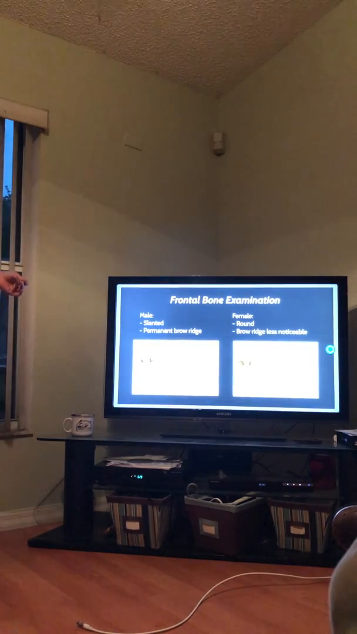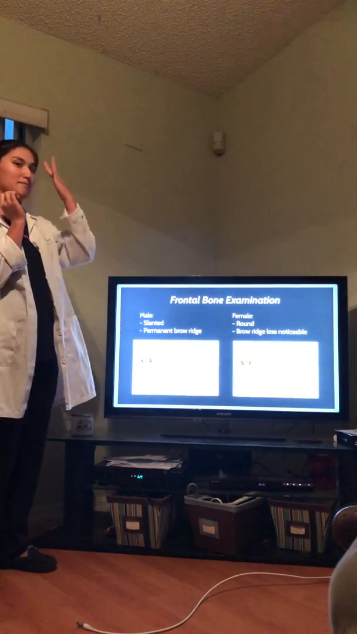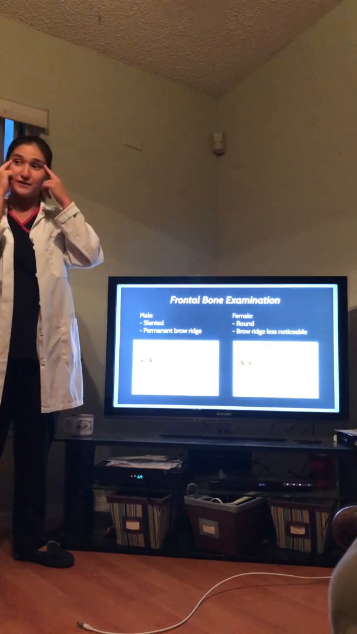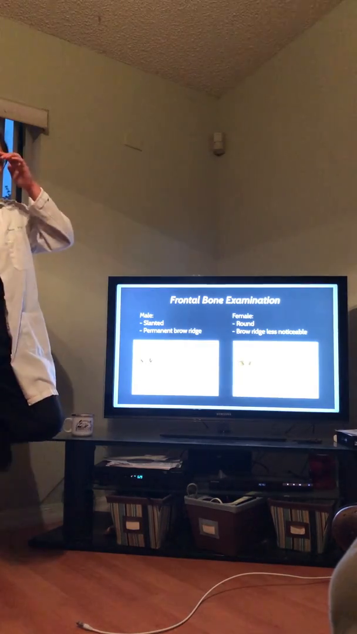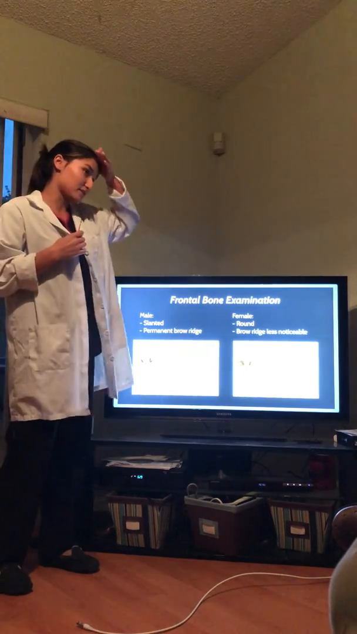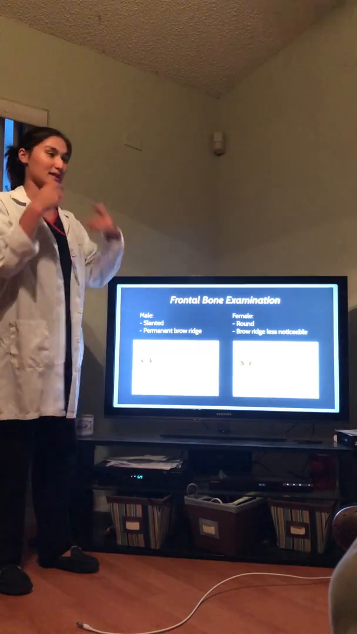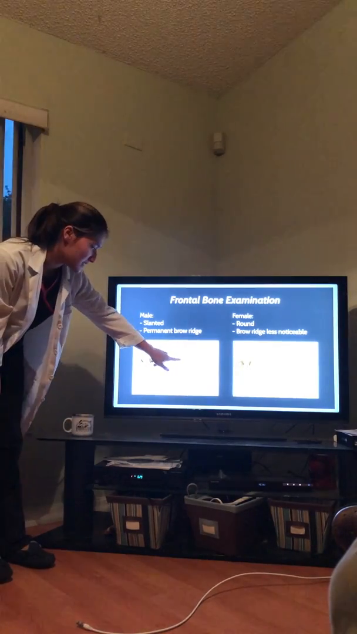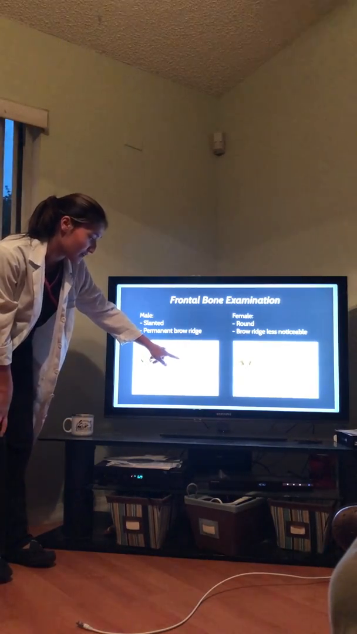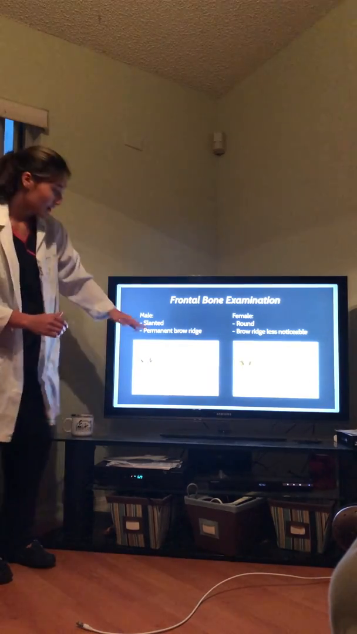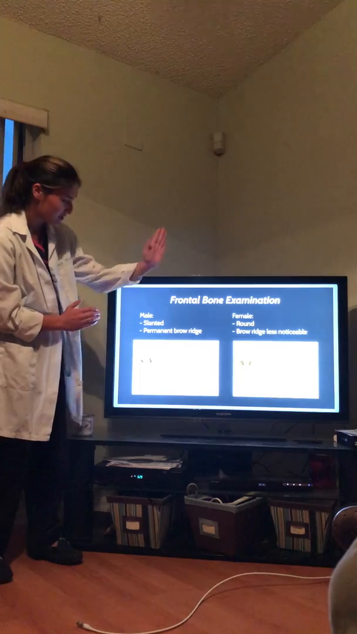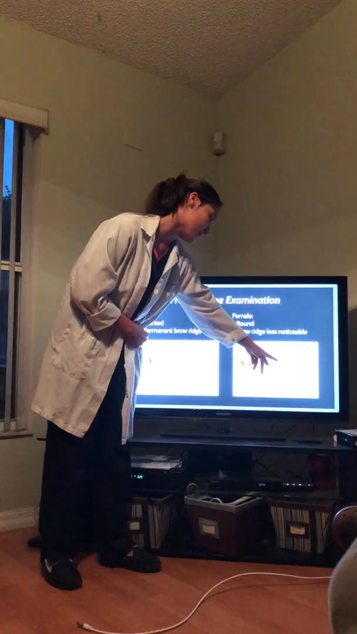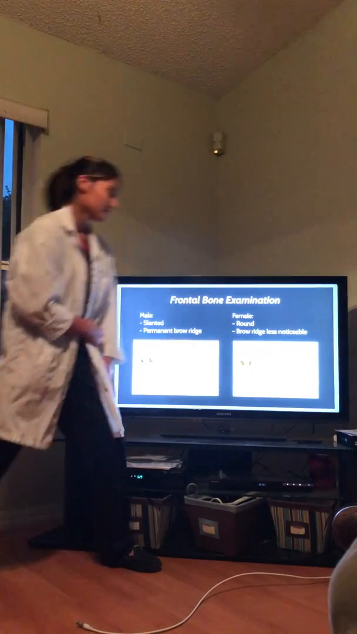The frontal bone. Men usually have a slanted back frontal bone as well as a permanent brow ridge, which is the eyebrow, where the eyebrows, if there were skin, would lay. Females have a rounded frontal bone, and their brow ridge is less noticeable. If you look at the image here, you can see that the brow ridge is really protruding out, and the angularity here is slanted backwards. Meanwhile, the female is rounded here, and there really isn't any brow ridge.